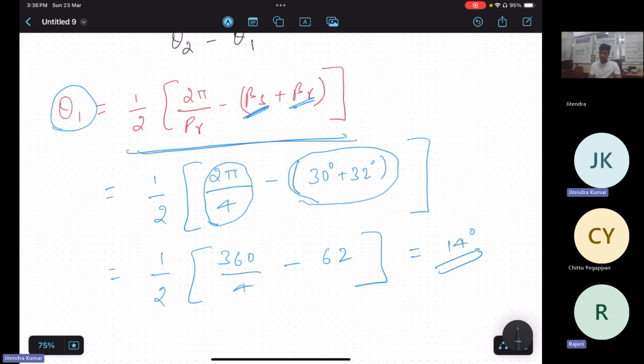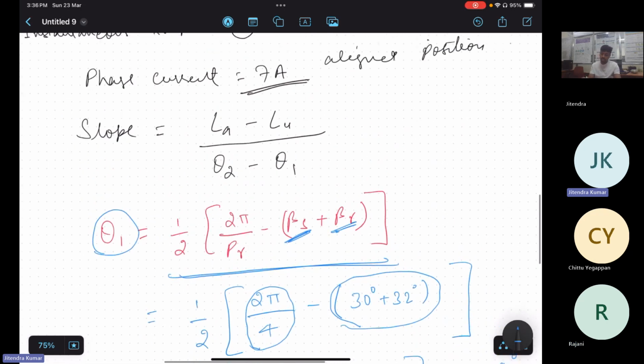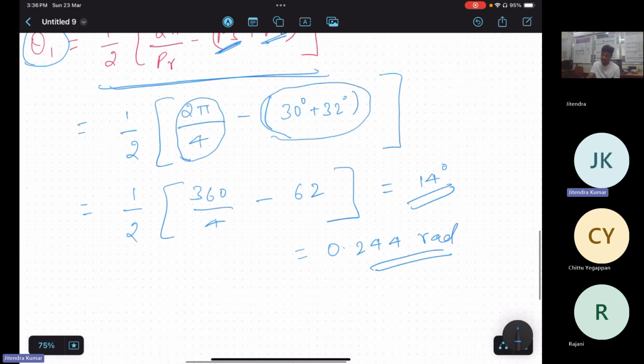14 degrees is 0.244 radians. It's good to keep both the parameters, because inductance has some finite value, and here you will need to plug in the value in radians. That is why it is good to keep both values hand in hand.